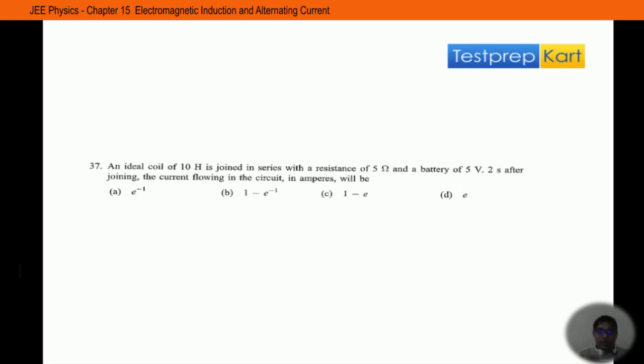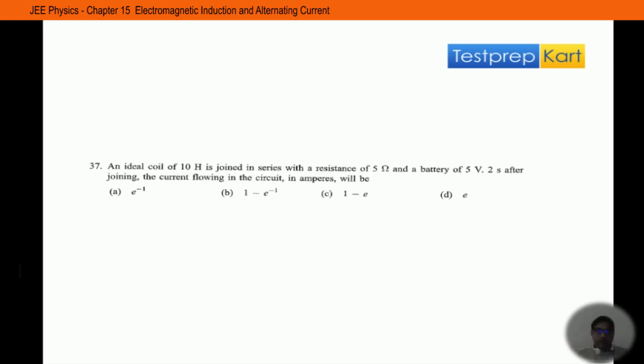Now let's see the next question. It is saying an ideal coil of 10 Henry is joined with a series resistance of 5 ohm and a battery of 5 volt is connected. 2 seconds after joining, the current flowing in the circuit in amperes will be. This is a very interesting question.